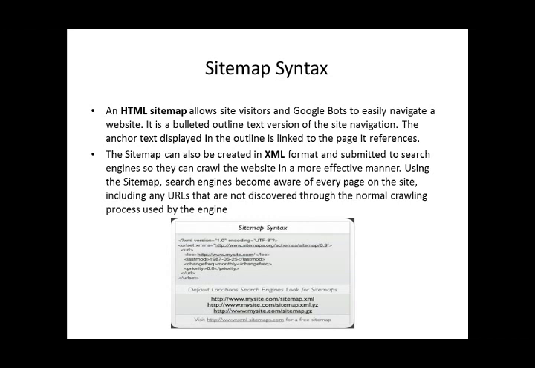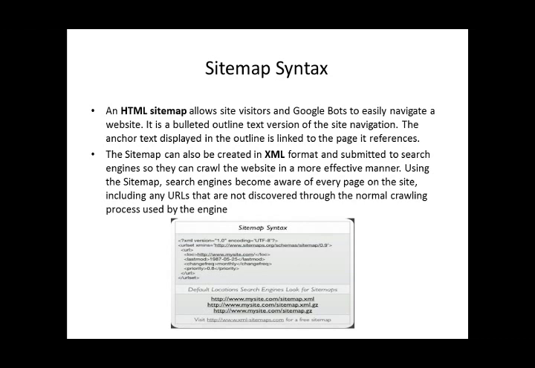This is important as it is a bulleted outline text version of the site navigation, and the anchor text displayed in the outline is linked to all the pages of the website. So when the Google crawler comes to this HTML sitemap, it can crawl all the different URLs, which have been put categorically, in one go.